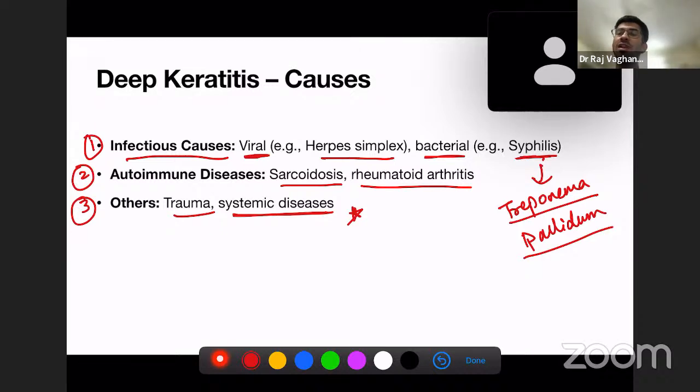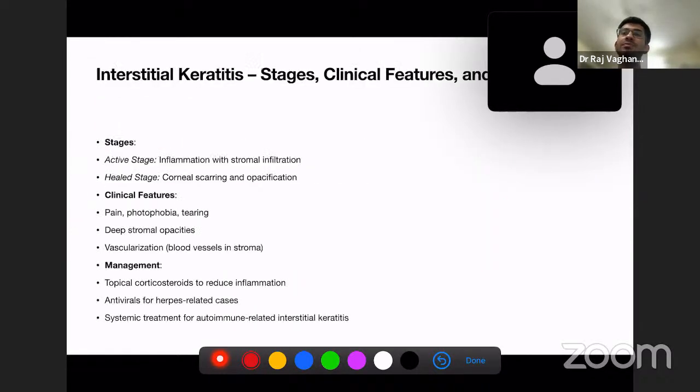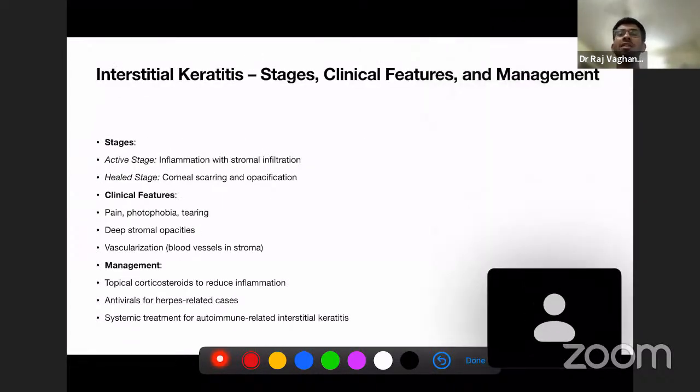That's why I've mentioned it in a different slide. Now the other important question, interstitial keratitis. What are the stages, what are the clinical features, and what is the management of interstitial keratitis? These are the questions mainly asked in your exams, so we are going to discuss only these topics.